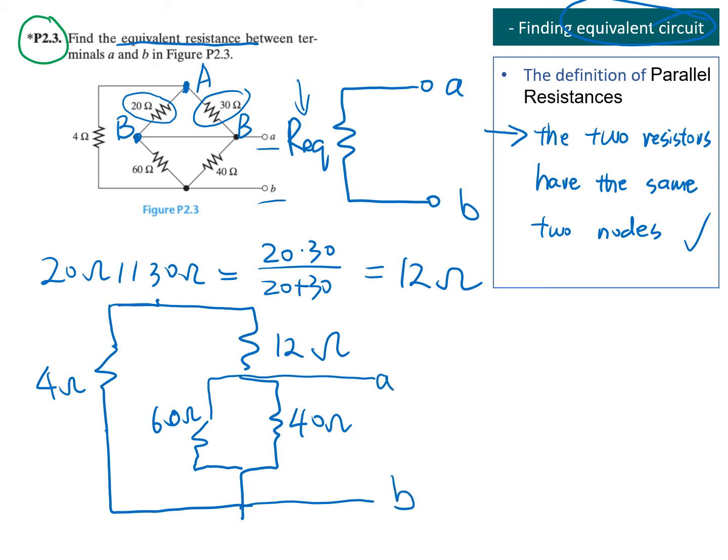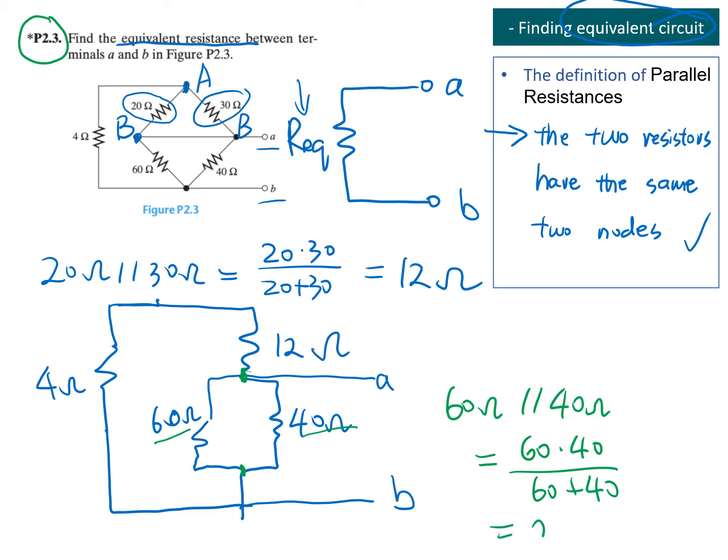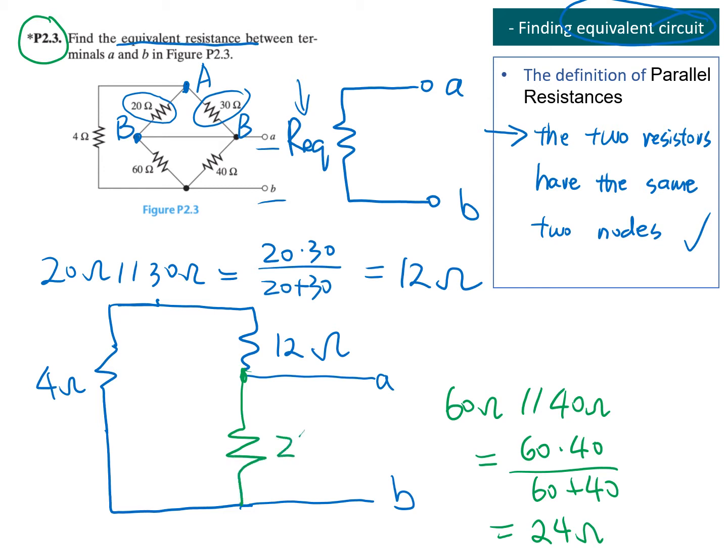Well, at this point, you should be able to see that the 60 ohm resistor and 40 ohm resistor are also connected in parallel. So we have 60 ohm in parallel with 40 ohm. Use our formula, that's 60 times 40 over 60 plus 40. You're going to get 24 ohm resistor. So let's redraw the circuit diagram and simplify this part. We have here a 24 ohm resistor.